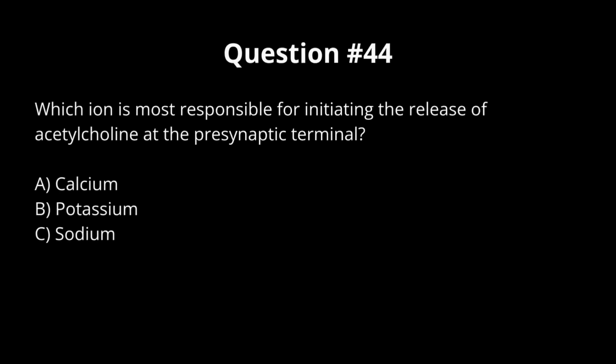Question number 44. Which ion is most responsible for initiating the release of acetylcholine at the presynaptic terminal? A. Calcium. B. Potassium. C. Sodium. The correct answer is A. When the action potential reaches the nerve terminal, calcium influx triggers acetylcholine release.